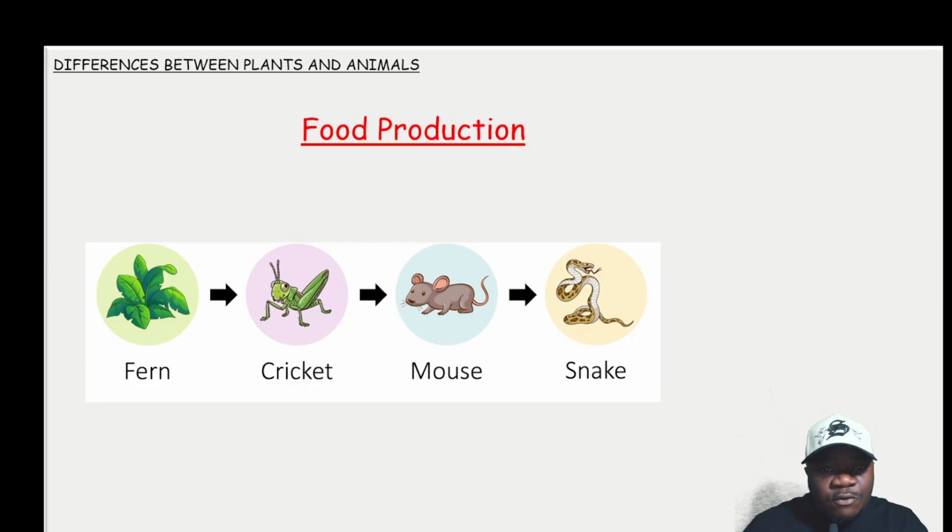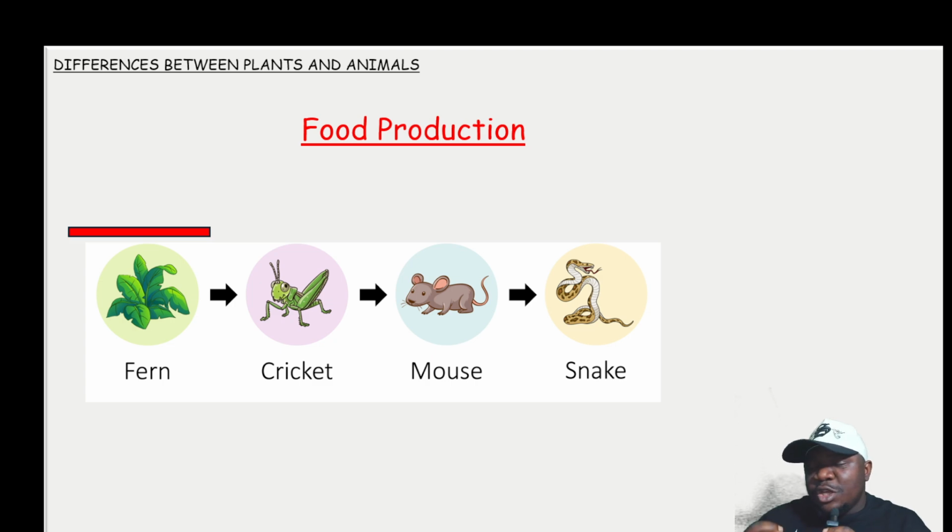So the first thing is food production. You can see this illustration here. This is a good example of a food chain. So a fern is a producer. All right, they manufacture their own food themselves. So they are independent. They don't depend on any other animals for food. But they do depend on other external factors like sunlight, rainfall, nutrients. But the good thing is that they have this mechanism within them that they can use to manufacture food themselves.